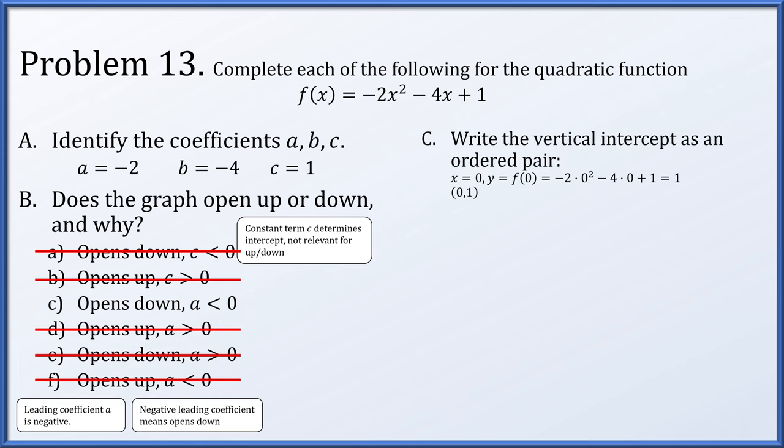Next, write the vertical intercept as an ordered pair. Well, the vertical intercept just means let x equal 0, so we very quickly plug in x equals 0, get out y equals 1, the constant term. As mentioned already, the constant term determines the intercept. It was 1. So we have the ordered pair (0, 1).